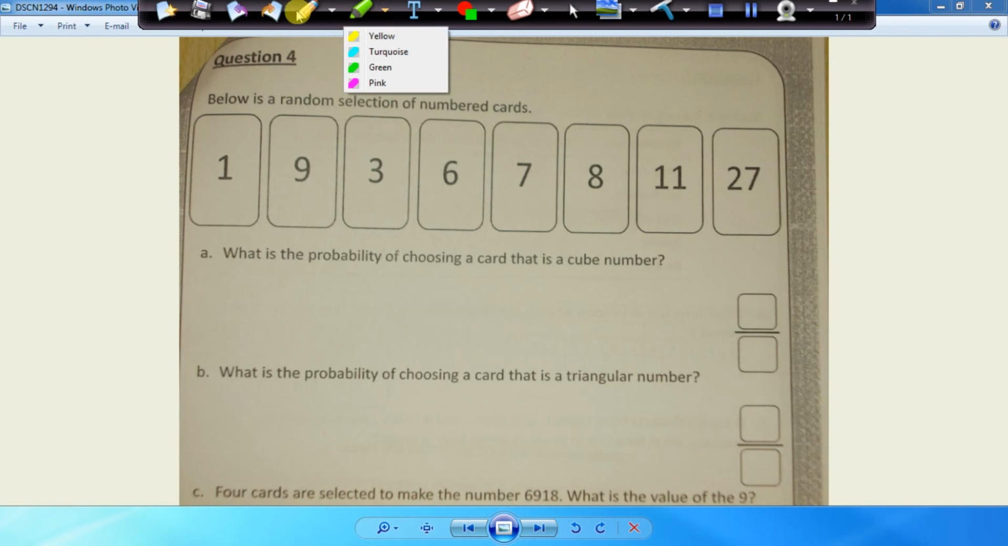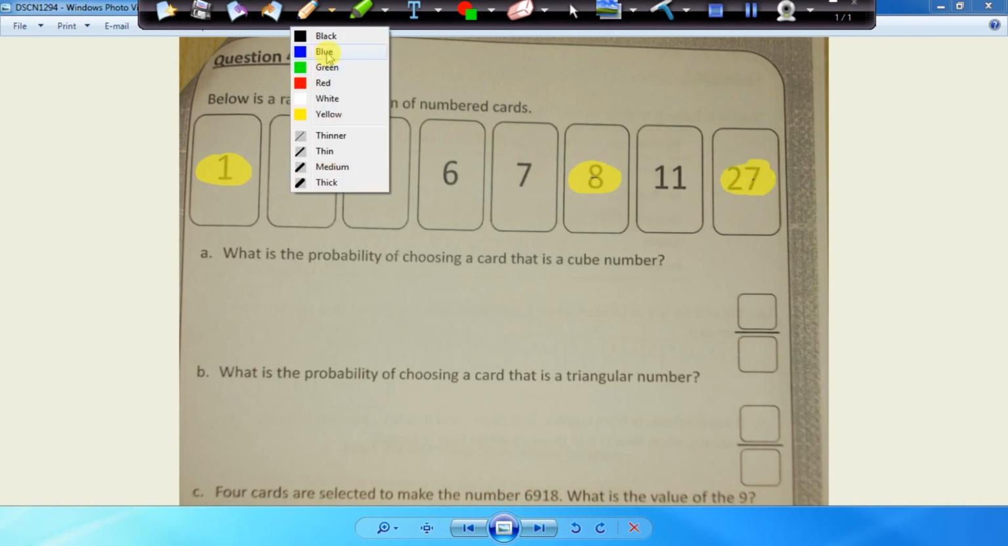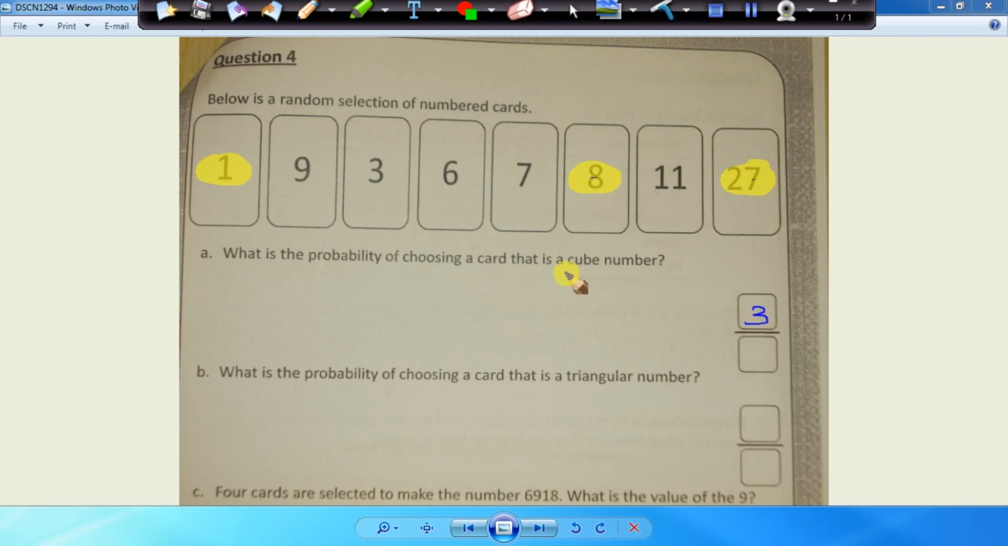So first of all, we have to think about what the cube numbers are. The first cube number is 1 times by 1 times by 1, which is 1. The second cube number is 2 times by 2 times by 2, which is 8. And the third cube number is 3 times by 3 times by 3, which is 27. So far, from the selection, we have 3 possible cube numbers.